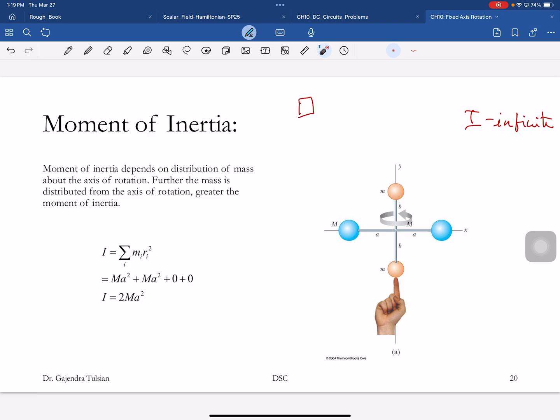So here's an object. We're going to spin it about this axis, so we're going to calculate the moment of inertia about that axis. And here's the formula for the moment of inertia: it's each component mass times the distance of that component from the axis of rotation.